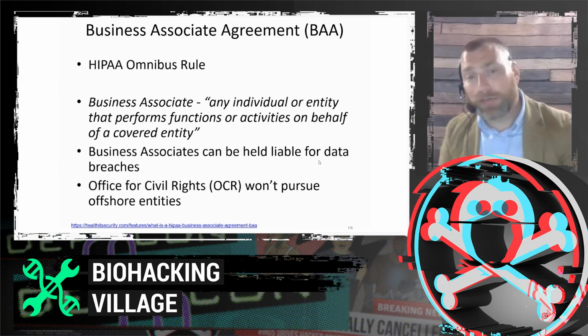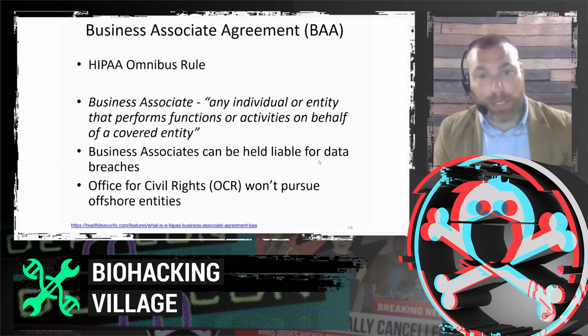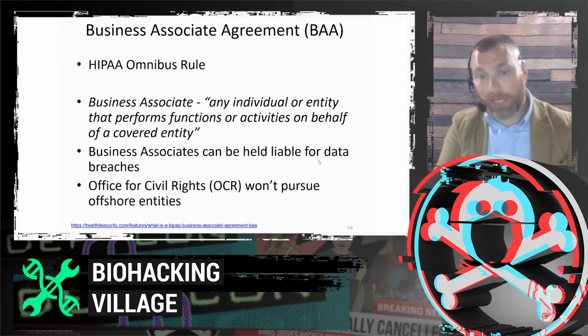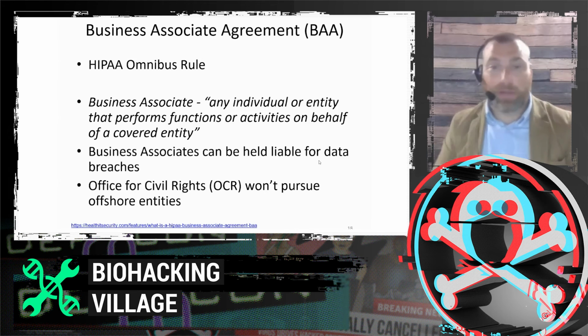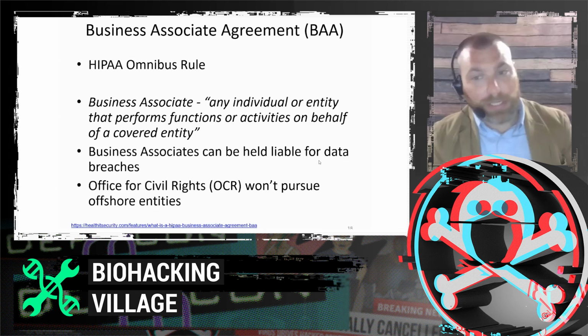Business Associate Agreement, or BAA. This came from the HIPAA Omnibus Rule. So this is basically the requirement or the agreement between the medical device manufacturer or third party that's handling secure data, the third-party agreement with the health delivery organization.